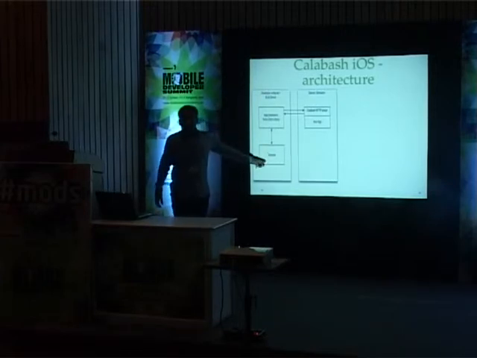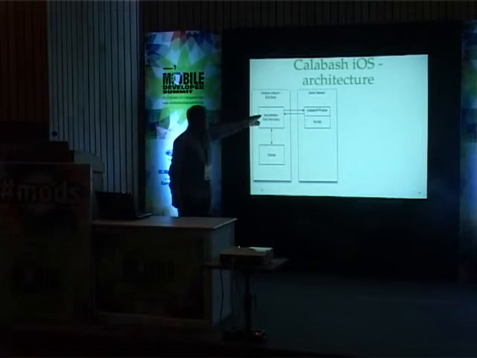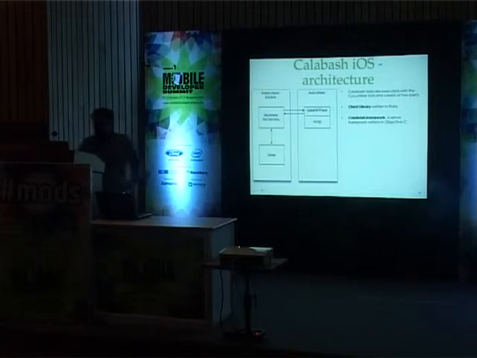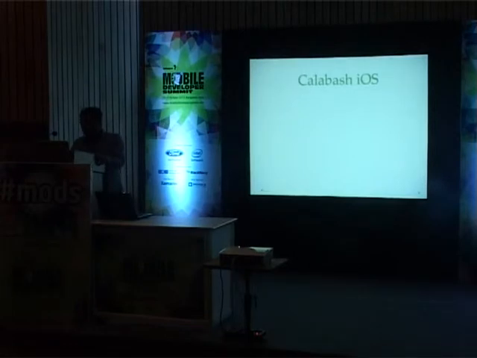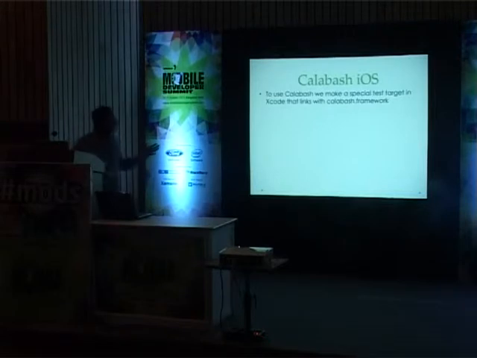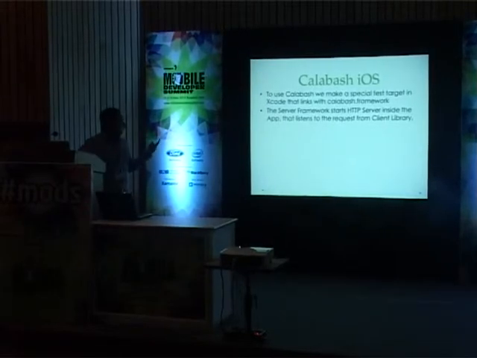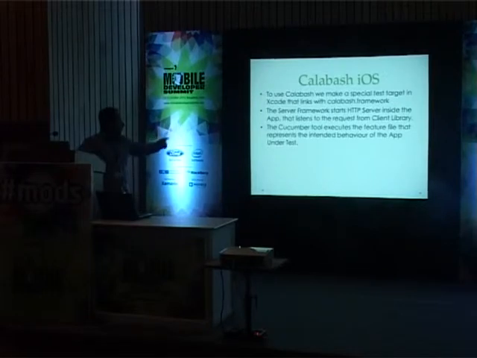You create your test cases in features, which are mapped to step definitions, and the Ruby client library helps us to do so. So it consists of two parts basically, the client library and the Calabash framework. As I just said, we make a special test target and link it with the Calabash framework. This server, Calabash.framework, starts an HTTP server. The Cucumber tool executes our feature files, which are the tests.